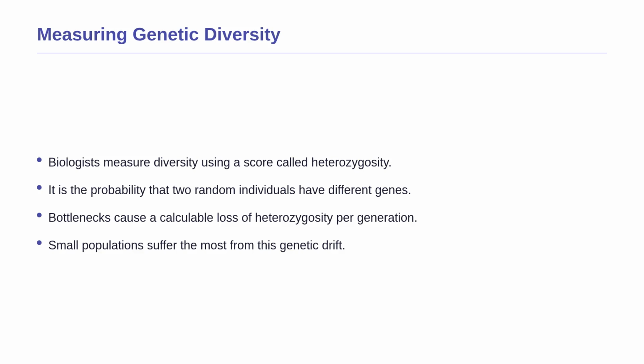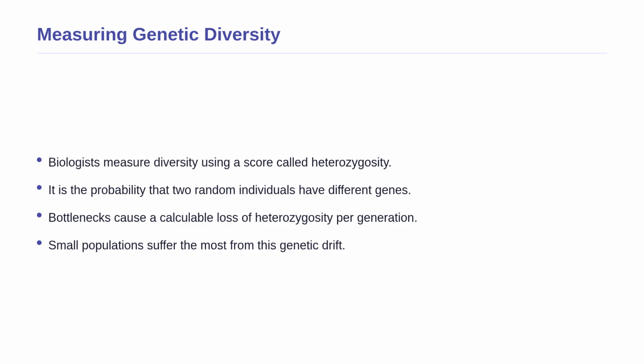Now that we see the real-world dangers, how do biologists actually measure this loss? To understand the bottleneck phenomenon mathematically, biologists use a metric called heterozygosity. You can think of heterozygosity as a numerical score of genetic diversity. Specifically, it represents the probability that two individuals randomly chosen from the population will have different versions of a gene.